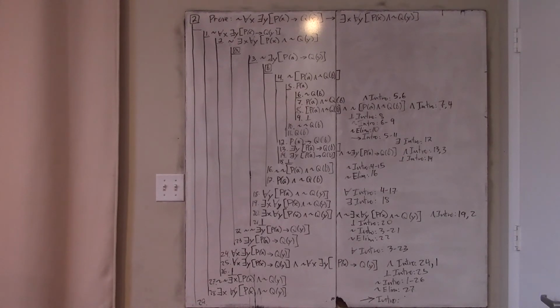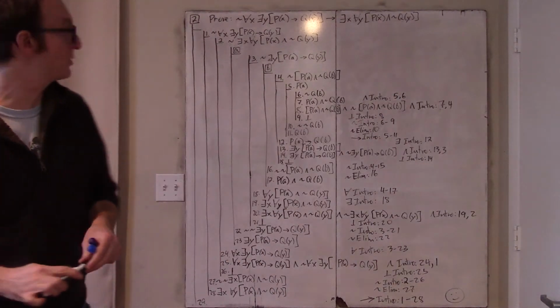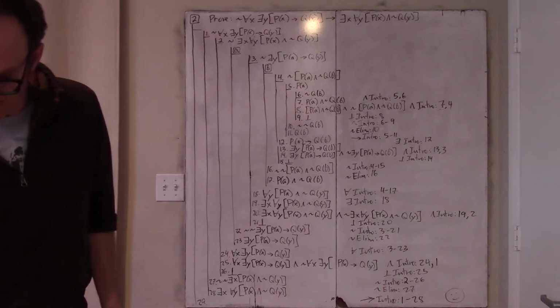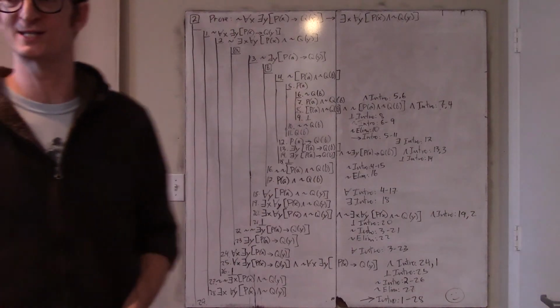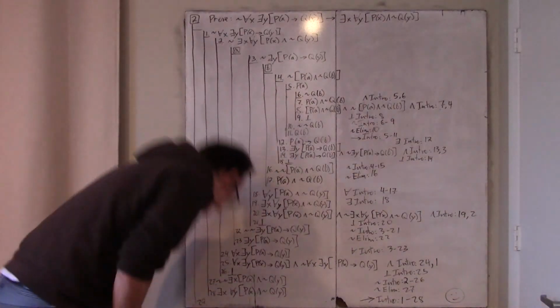Uh-oh. Now I'm worried I made some mistake. It's not 1 through 26, it should be 2 through 26. Just like lying on the ground to get a better view of things. Yep. Arrow intro 1 to 28. Okay, woo, good. If you can do this, you can do anything except maybe number 3, which is so hard.